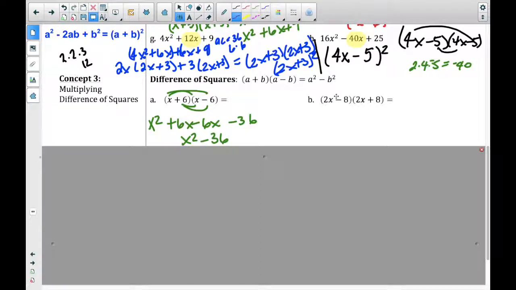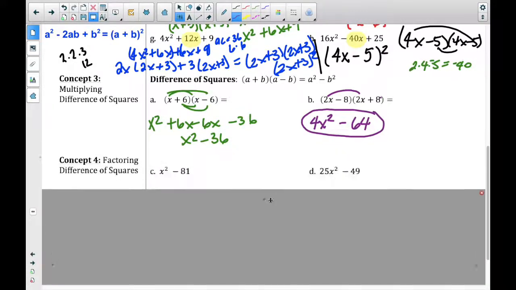Let's look at option B with that rule in mind. So what this is saying is I just need to square these. I get 4x squared. A minus 8, a plus 8, it's going to drop off. 8 times 8 is 64. And that's the answer. That's all you have to do. The rules just make little shortcuts, that's all.